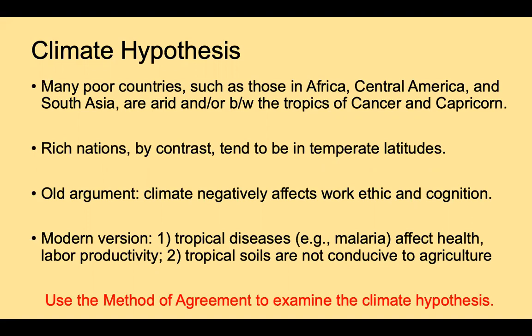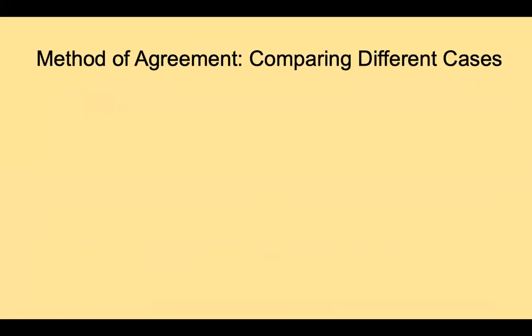What we're going to do, though, is see for ourselves whether or not this argument travels well. We'll specifically look at this climate hypothesis, and we'll take a look at how it pairs with some other hypotheses that might also stand to explain development or underdevelopment. So we'll use the method of agreement in particular, because we didn't use the method of agreement yet. We've been using the method of difference.